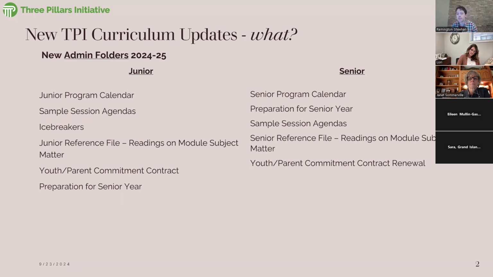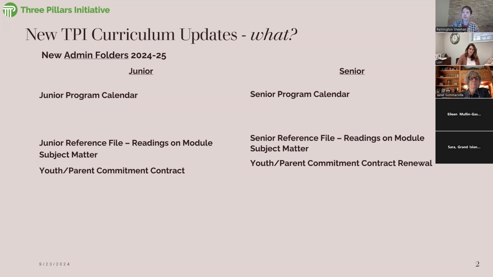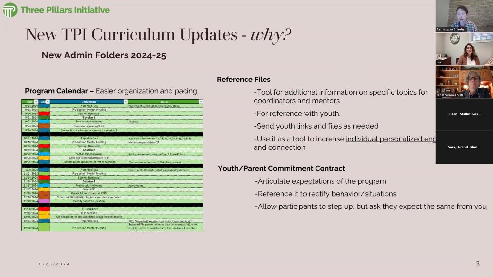A few changes had been made to the admin folders this year. I know you all got the what's new documents that was able to launch everything and lay everything out in a little more clear fashion, but I wanted to highlight a few of them specifically. Primarily the program calendars, the reference files, and then the commitment contracts. Those are ones that were a little bit newer. But in addition to just what they were, I wanted to go through why they were a little more important and what they're aiming to be doing.